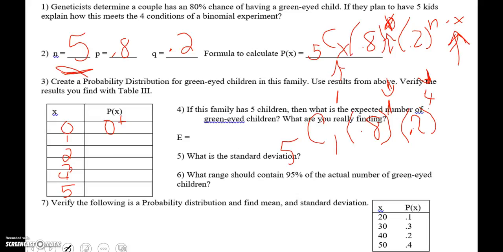Okay, so when you put that in your calculator, you get 0.01, and then you do it with the 2 and you get 0.05. You do it to the 3 and you get 0.20. The 4 gives you 0.41, and the 5 gives you 0.33. Okay, so I'm going to clear the screen because you can't see what I'm going to do.